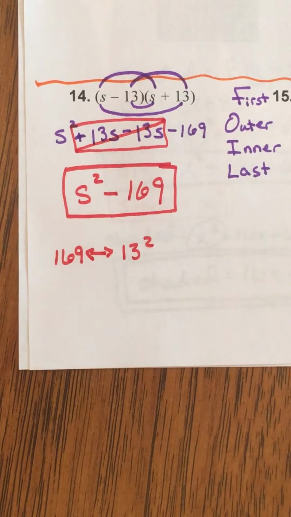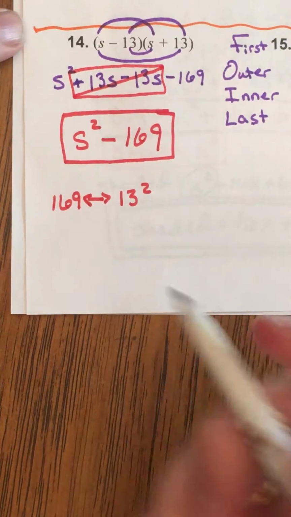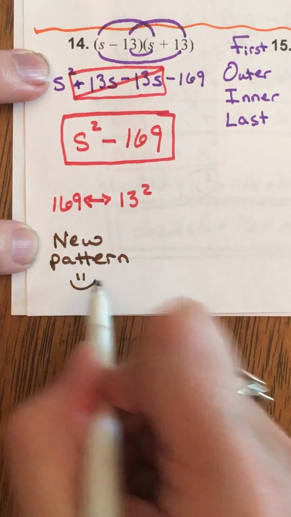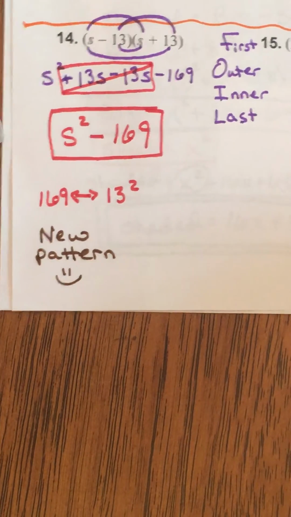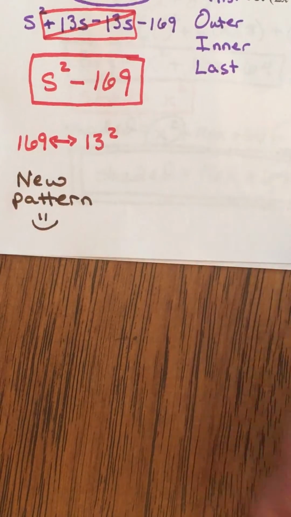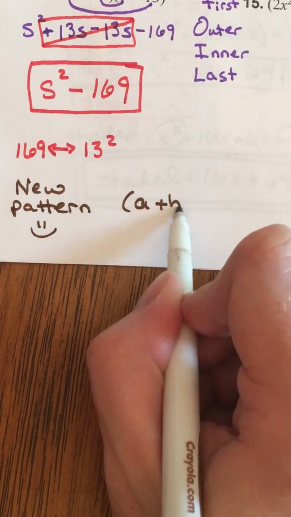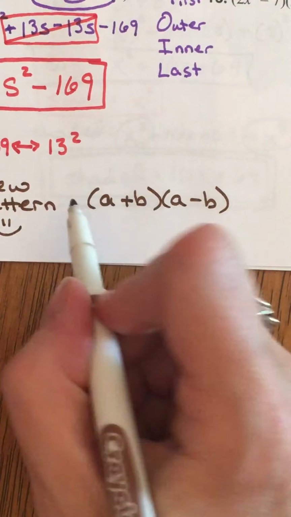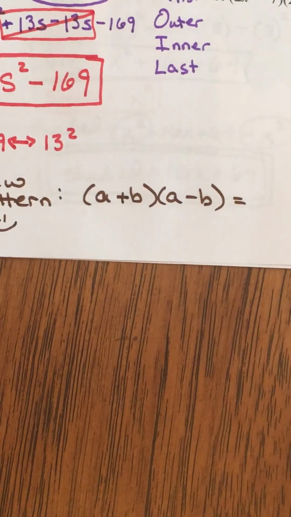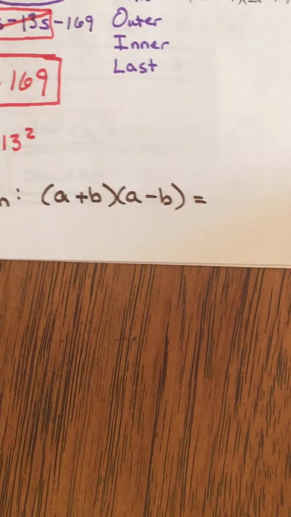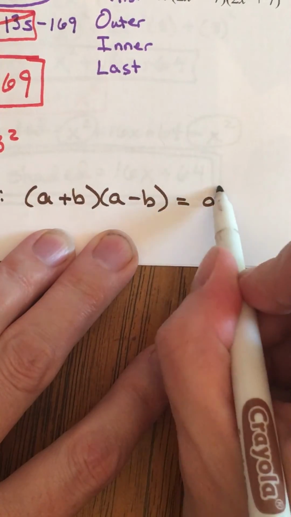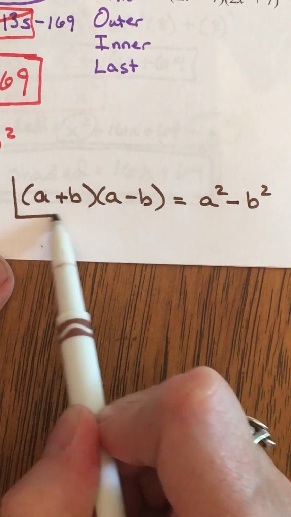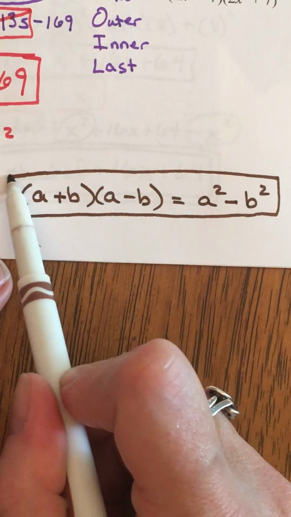So, just for clarity's sake, let's see our new pattern of behavior. New pattern. A plus B times A minus B. Every time you see one of these problems, it goes real fast. Love these problems. It just ends up being A squared minus B squared each and every time. It's so tiny and simple, and that's what we saw in problem number 14.